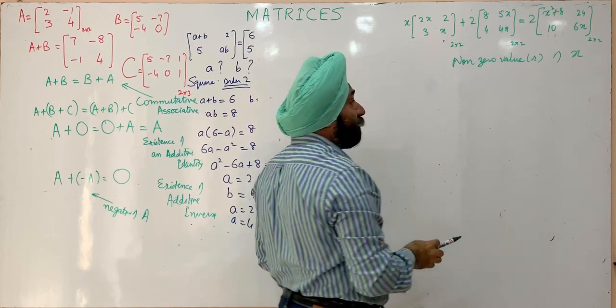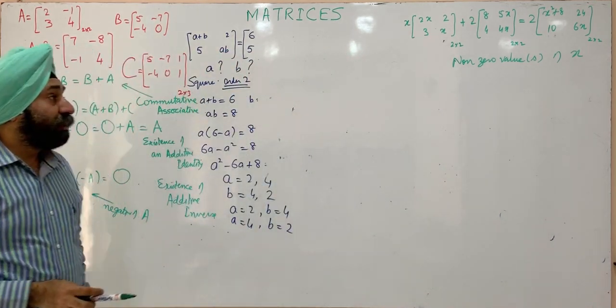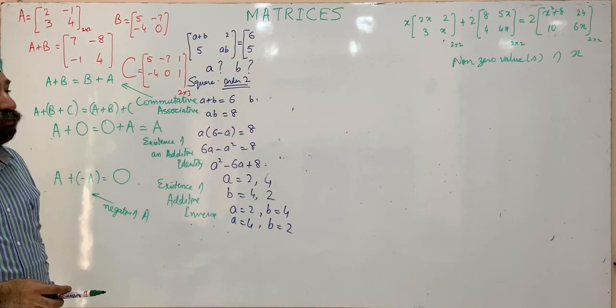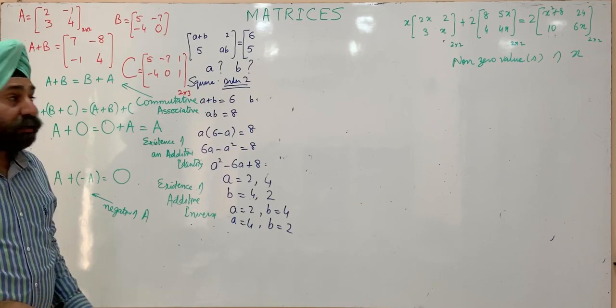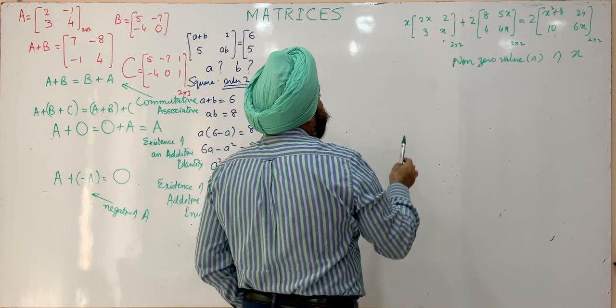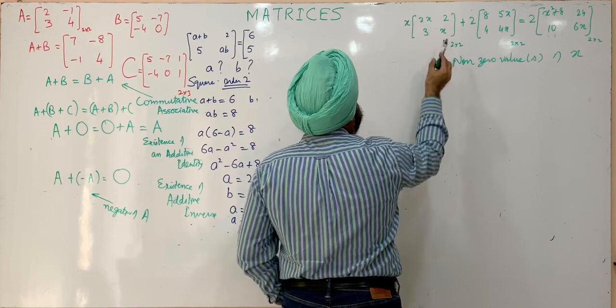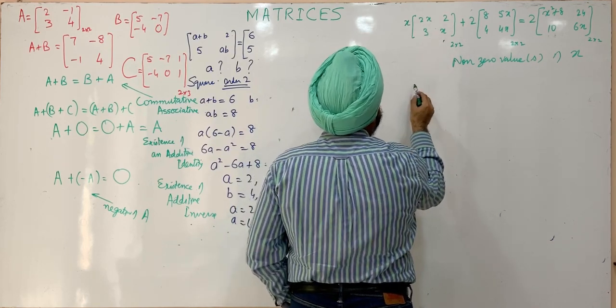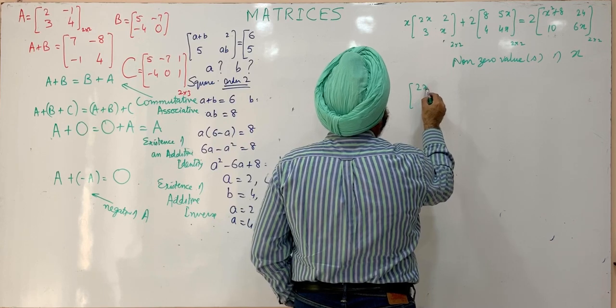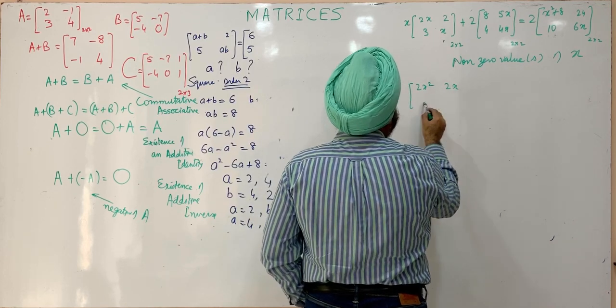We have plus sign here. That means we have two matrices of the same order on the left hand side. So we can add. This is scalar multiple of matrix. Let us multiply each element of first matrix by x to get 2x square. This is 2x.